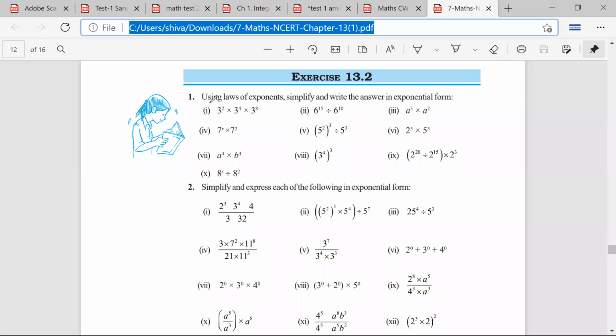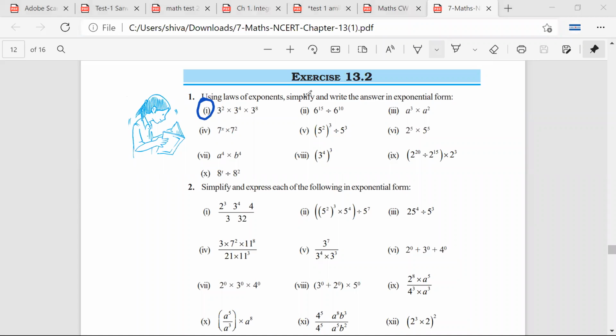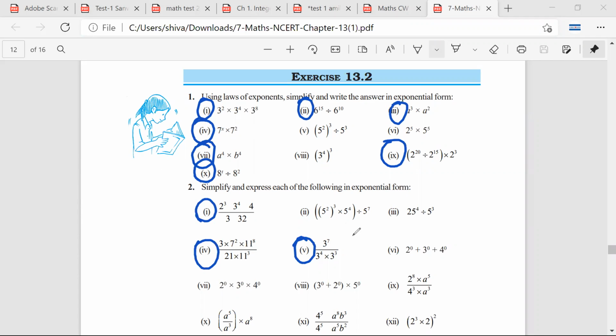So these are the questions that we have done. First part is clear. Any doubt in the first question that we have done? No, sir. Second question, fourth, fifth, sixth, seventh, 8th, 10th, 11th. Any doubt in the second question?